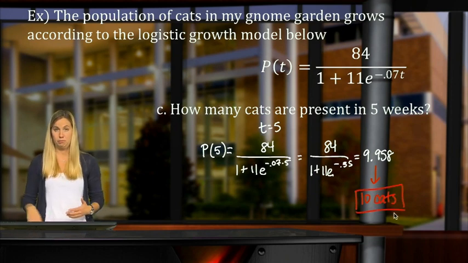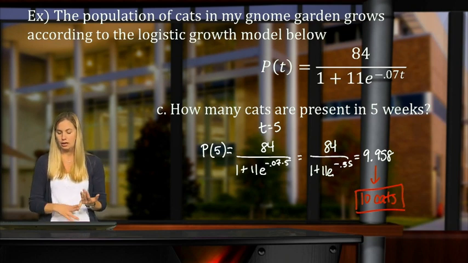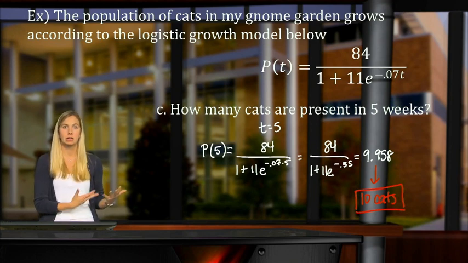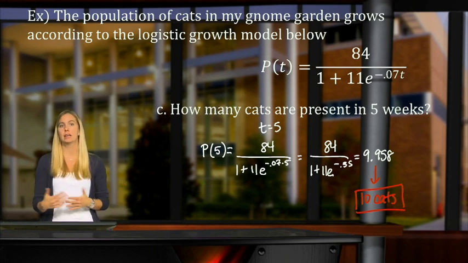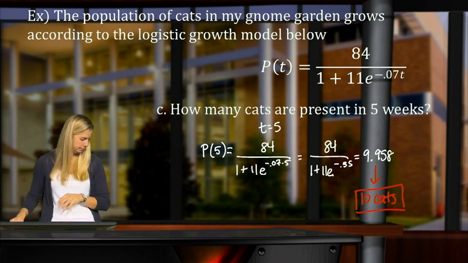Now, again, the reasonableness of this answer is very easy to check. We know that you can only have a total of 84 cats. So if you ended up with a number that was so astronomically large, beyond 84, then you've made some type of a mistake in typing this into your calculator. So 10 cats after 5 weeks.